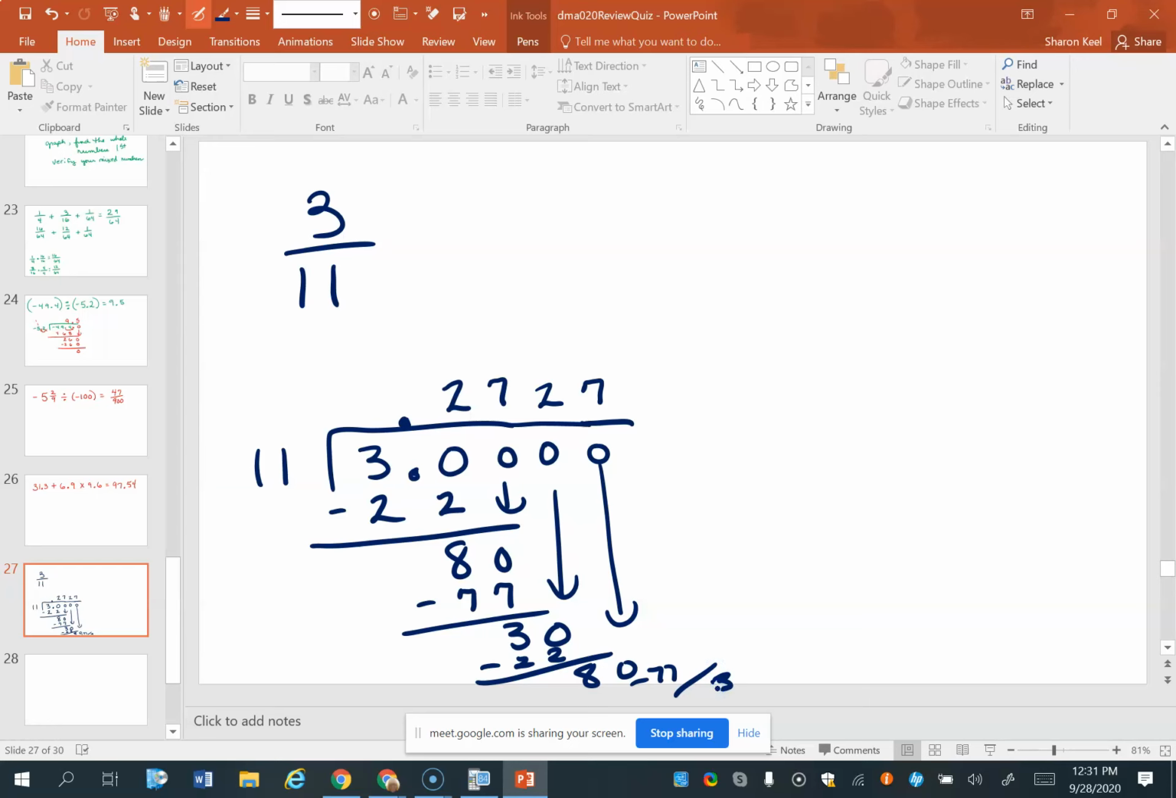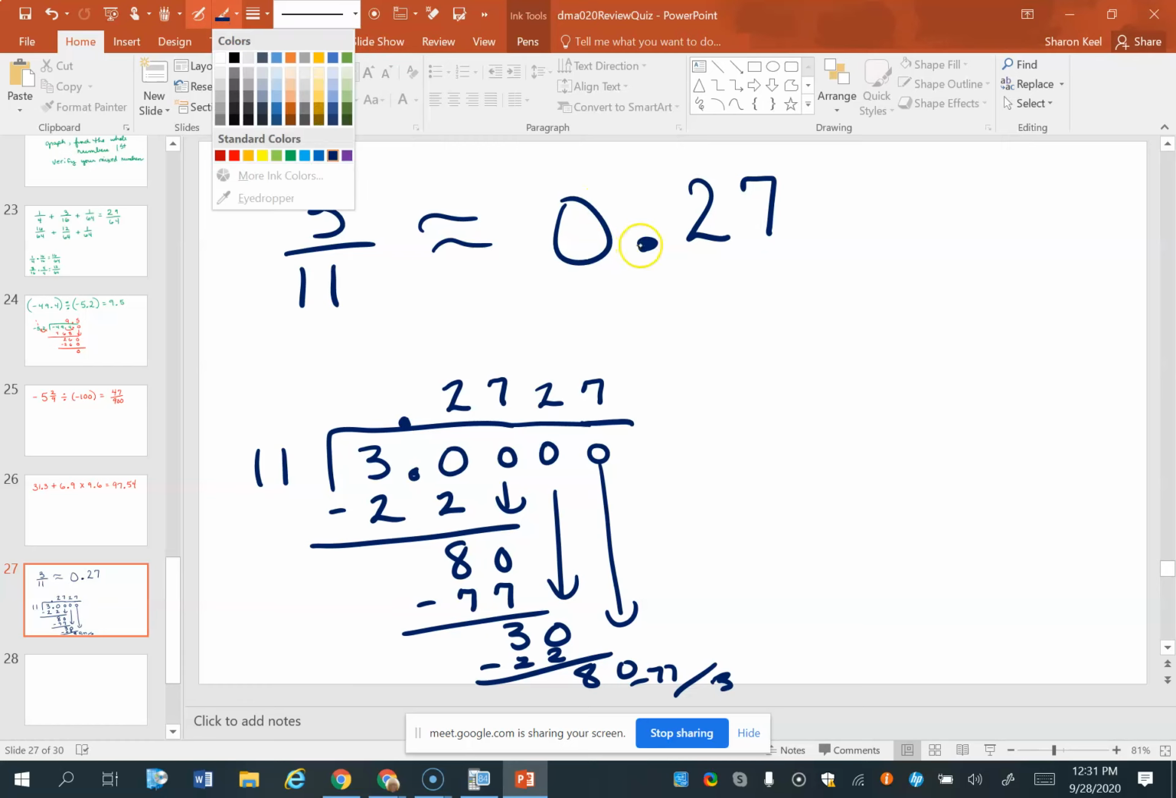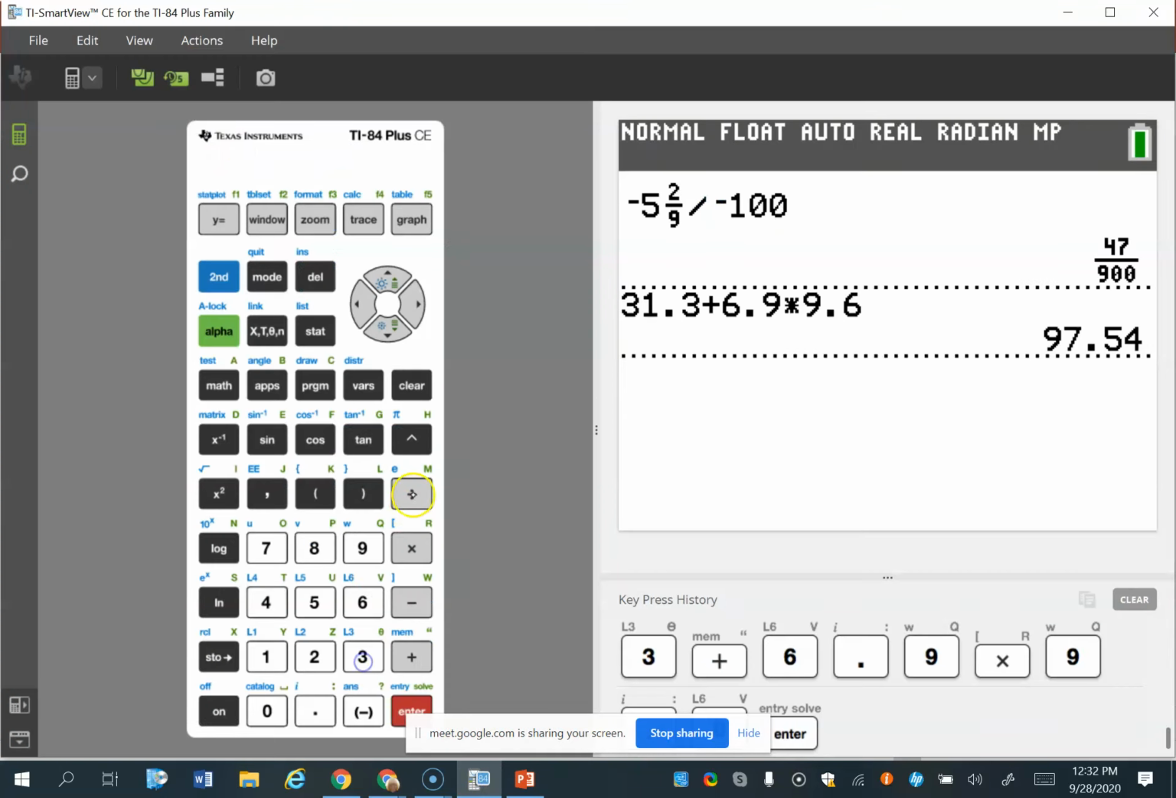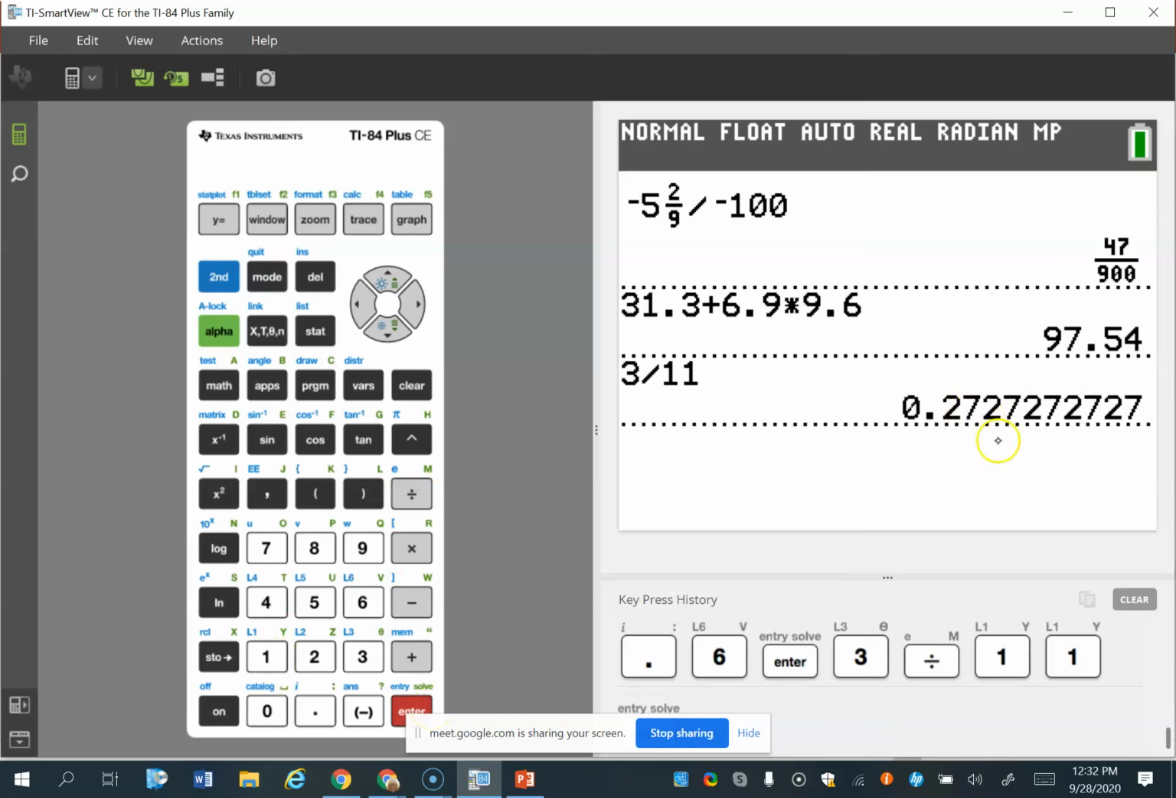So as you can see, we've got a pattern here. This is going to continue on and on and on. So our solution, the numbers that are repeating is the 27. So we would do a decimal with the 27, and then we put a line over the 27. Using the calculator, 3 divided by 11, you're going to see that it's repeating, and it continues repeating the 27.